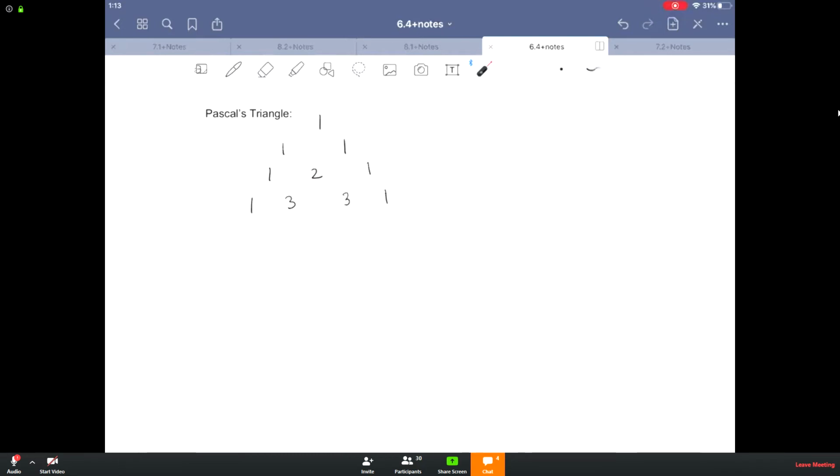To get the next line, we start off with the 1 again. You get the 1 plus 3, which is 4. You get the 3 plus 3, which is 6. You get the 3 plus 1, which is 4. And you end with a 1.